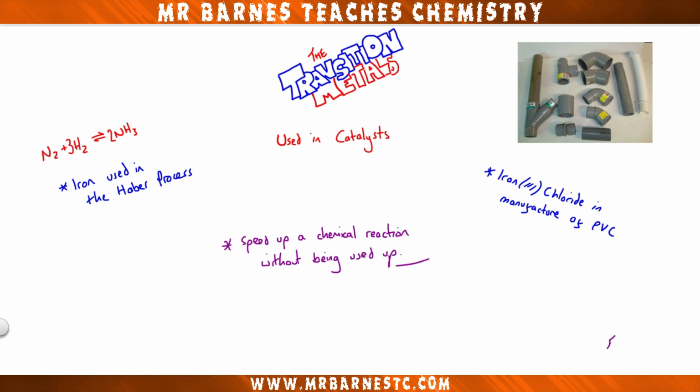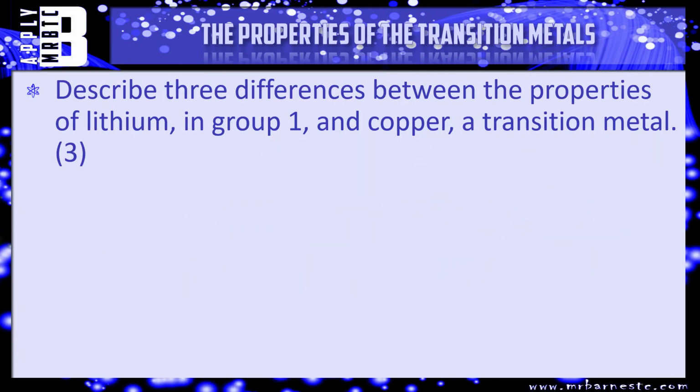And that really is everything you need to know on the transition metals. Right, let's have a look at a question that you could get in an exam. I've got one for you which says describe 3 differences between the properties of lithium in group 1 and copper, a transition metal. Pause the video, have a go, we'll see how you've done in a minute.